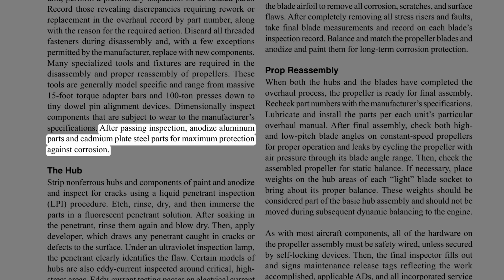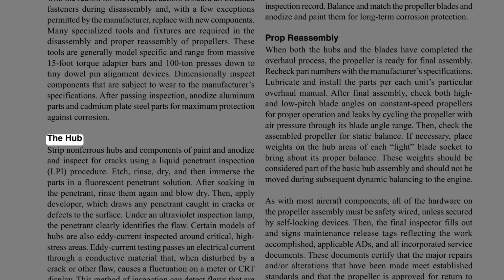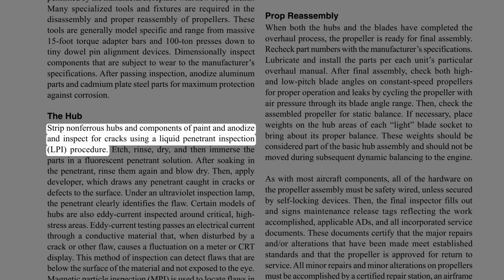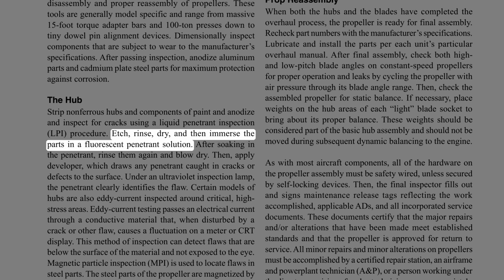After passing inspection, anodize aluminum parts and cadmium plate steel parts for maximum protection against corrosion. The hub. Strip non-ferrous hubs and components of paint and anodize and inspect for cracks using a liquid penetrant inspection (LPI) procedure. Etch, rinse, dry, and then immerse the parts in a fluorescent penetrant solution.